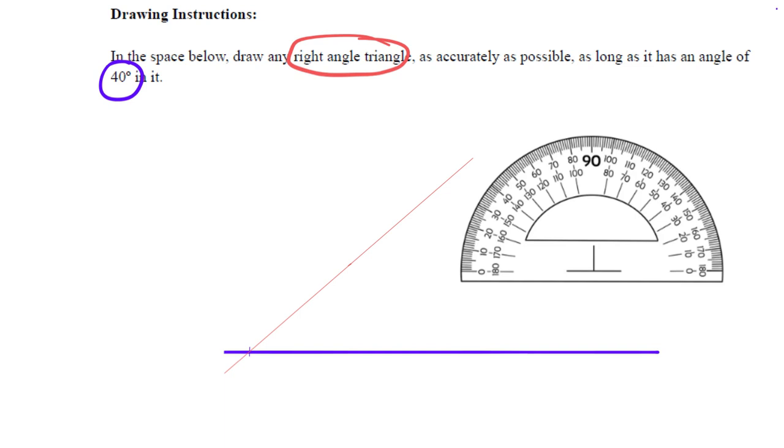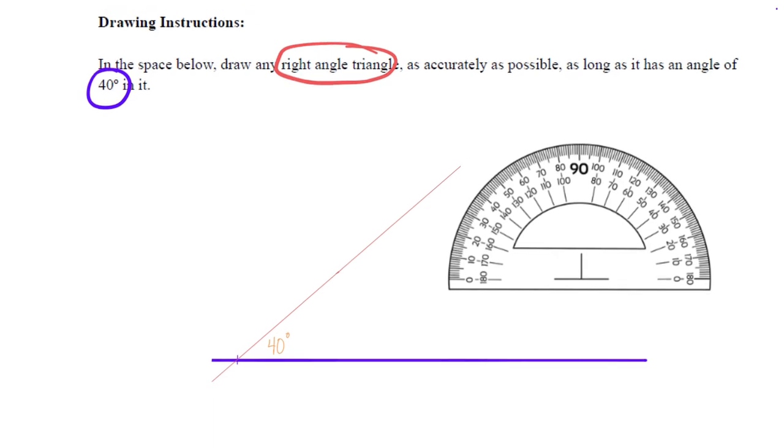Now that we have that, I have my 40-degree angle. I'm going to label that right now so I don't forget. There is my 40 degrees. What I need to do now is do the red. If you look up at what I circled, I need to make this triangle a right triangle. So how can I do that?